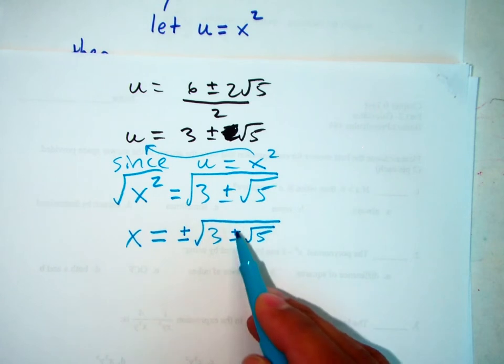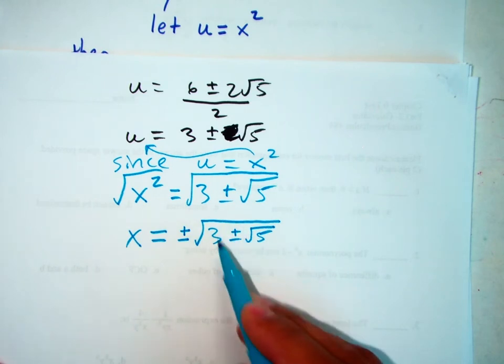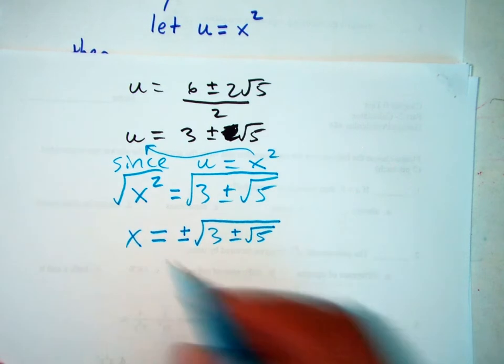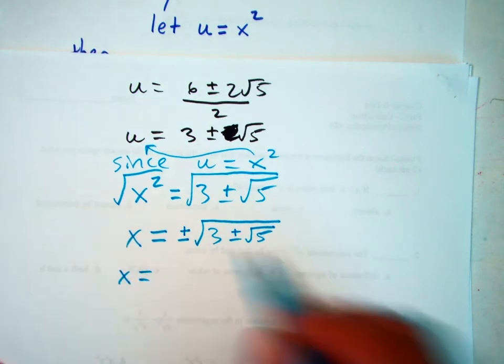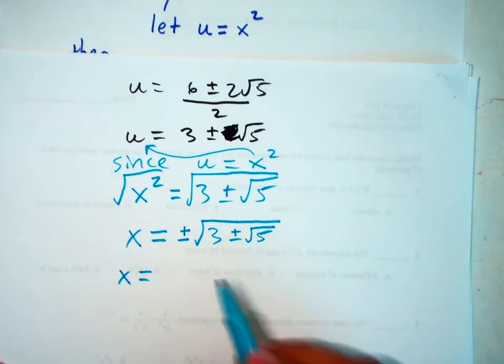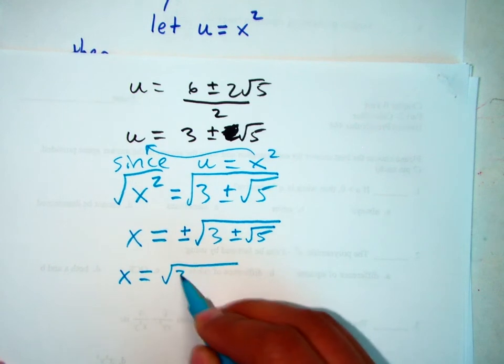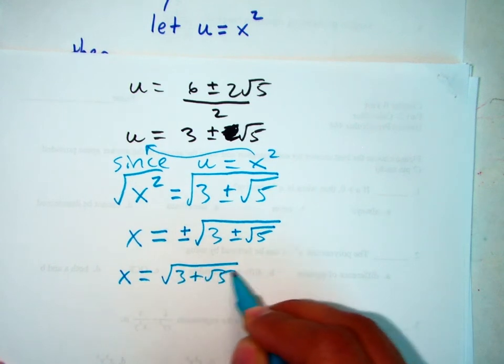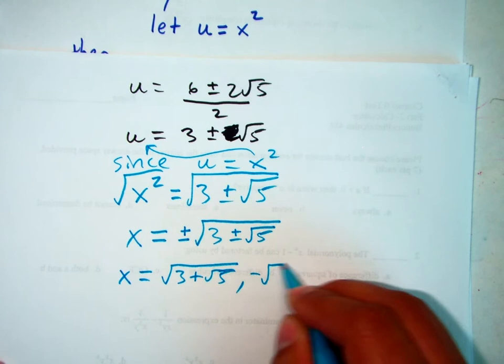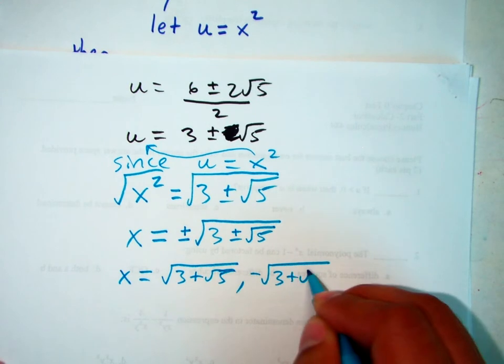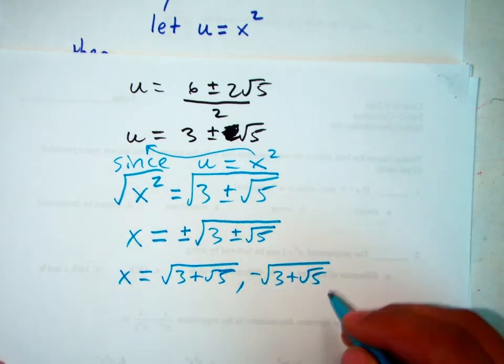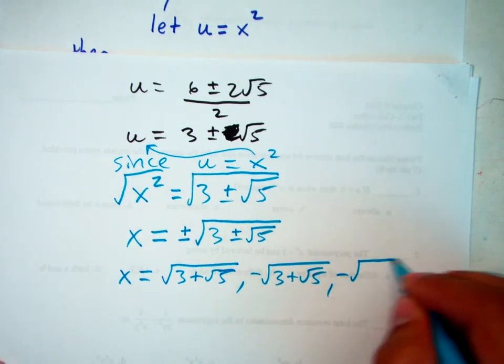Sometimes you might have to get rid of the minus, depending on if it's a negative inside the radical or not. So here, you don't have to list them like this, but just so that you see there's 4 answers. You have positive root of 3 plus root 5, negative radical 3 plus root 5, and then you also have the negative versions of those. Those are all answers for this equation.